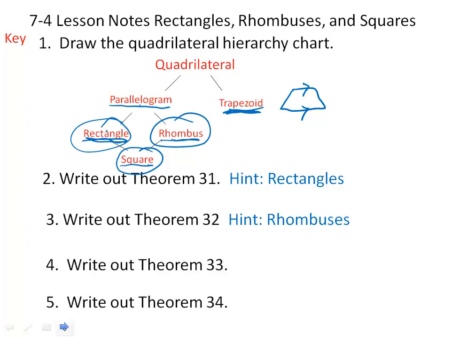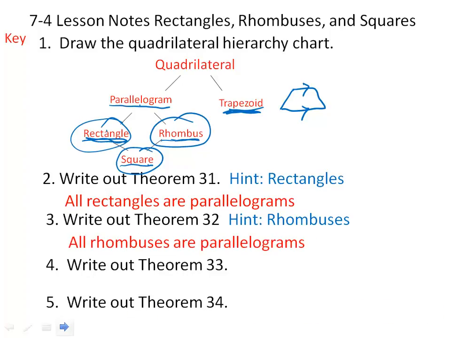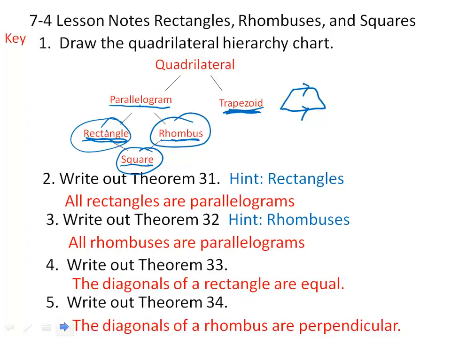All right, so there are some theorems that come out of this that you'll learn in 7-4. All rectangles are parallelograms. All rhombuses are parallelograms. The diagonals of a rectangle are equal, and the diagonals of a rhombus are perpendicular. You don't have to worry about this today, but I just want to make sure that you're understanding where this Chapter 7 journey is going to take you.